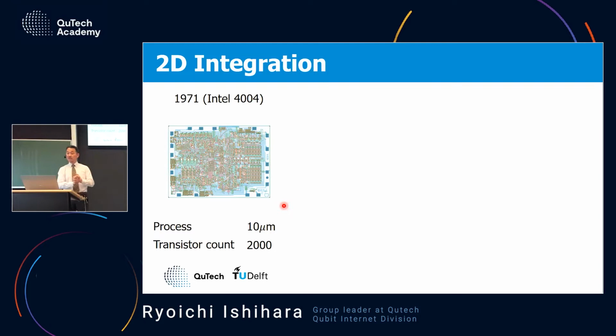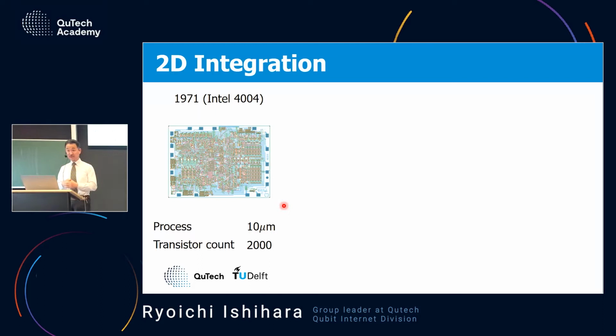First, 2D integration, before we step into 3D integration. This is the first computer chip Intel made 50 years ago. It uses 10 micrometer process technology and has 2000 transistors. This is the first integrated circuit using planar technology, using a wafer.